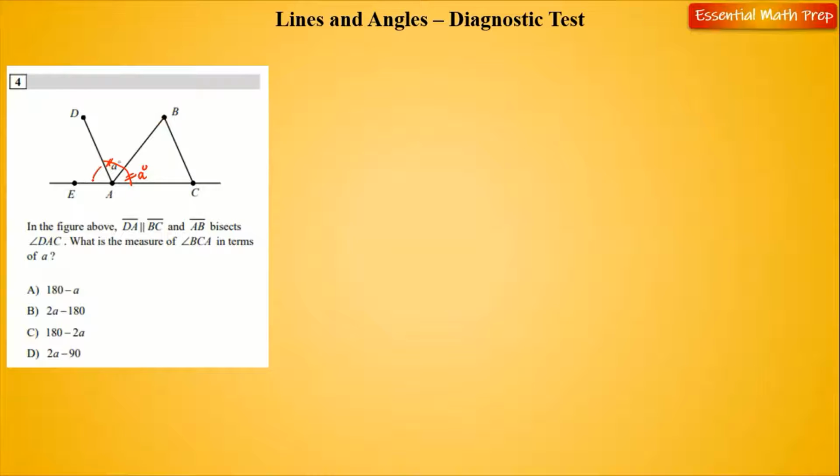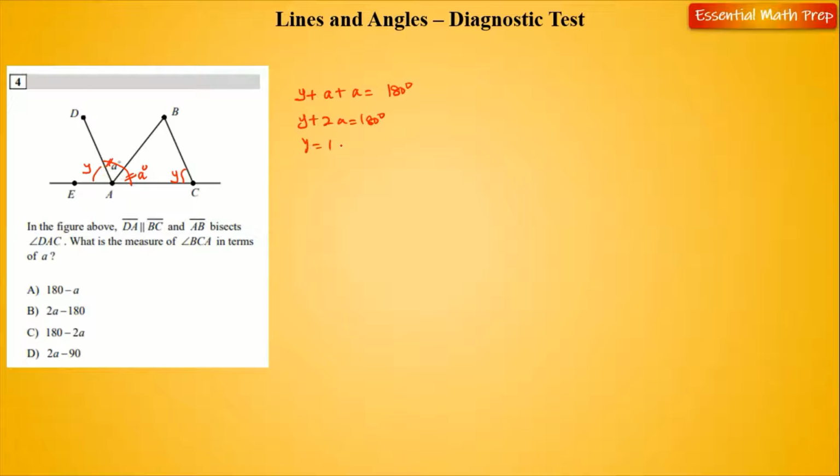Which means if you call this Y, because we want to solve for this angle, right? Let's call that Y. Because these two lines are parallel and this line is bisecting this line right here, these two angles should be equal. So I'm going to call this Y. That means Y plus A equals 180 degrees, right? So Y plus 2A equals 180 degrees.